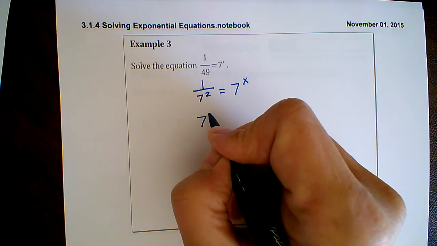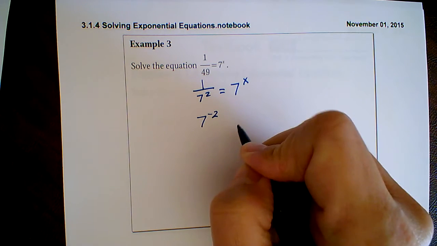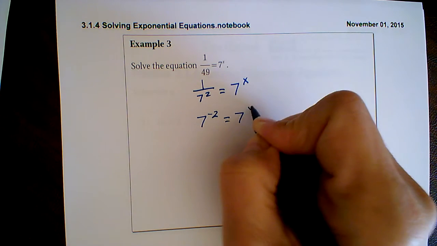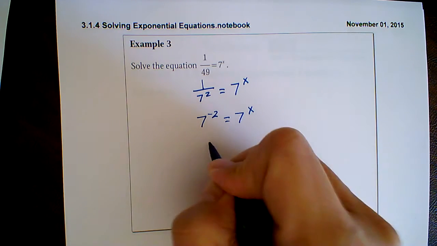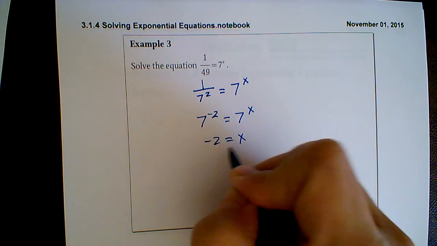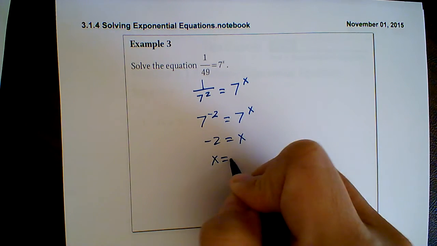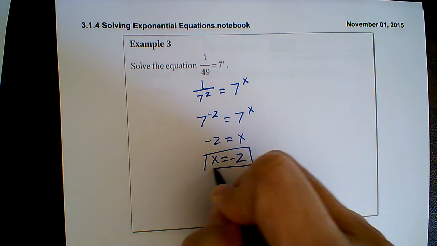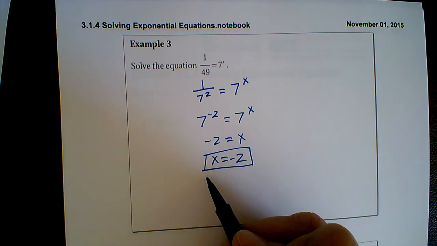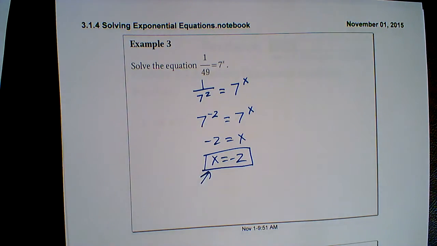So it's in my denominator. Bring it out of my denominator. That's going to be 7 to the negative 2 is equal to 7 to the x. Bases are the same. Set the exponents equal to each other. So x is equal to negative 2. And remember, in one of our lessons earlier, I wanted to make sure that you started writing these so that the exponent was on the left-hand side.